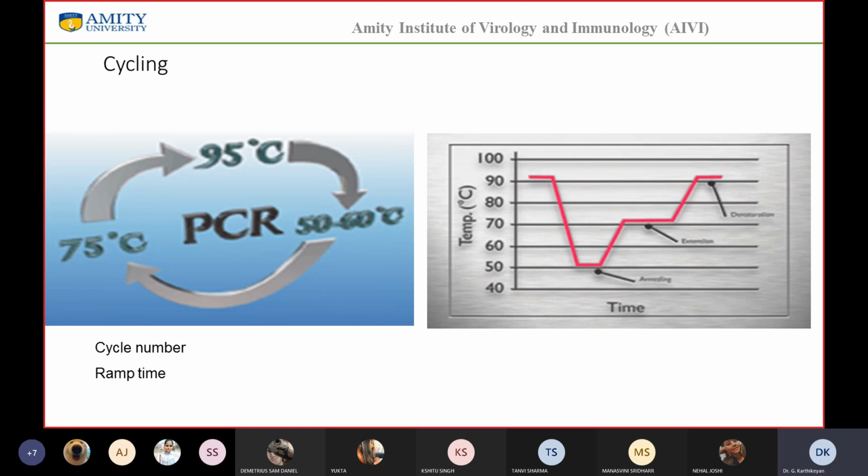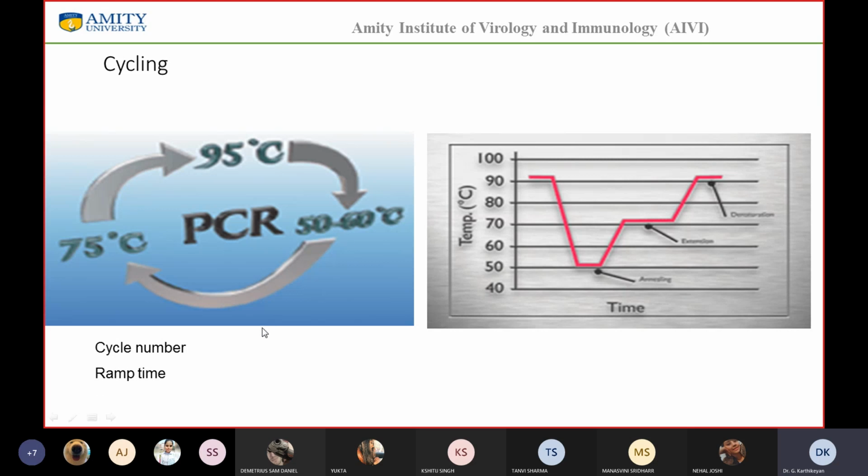So these are the typical cycling conditions. You start your denaturation at 95 degrees centigrade, and then you do your annealing anywhere between 50 to 60 degrees centigrade, and then you go for an extension at 72 to 75 degrees centigrade. Although it says 75, the temperature can vary anywhere between 72 to 75, depending on the polymerase that you choose. Then this process continues for certain cycles.